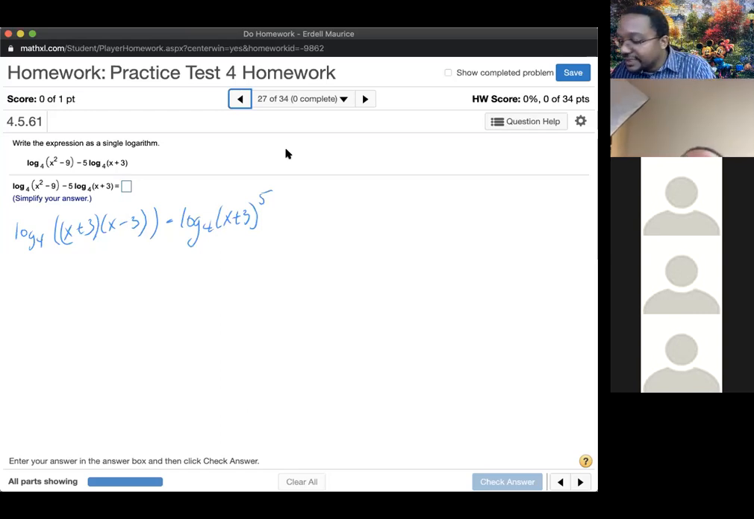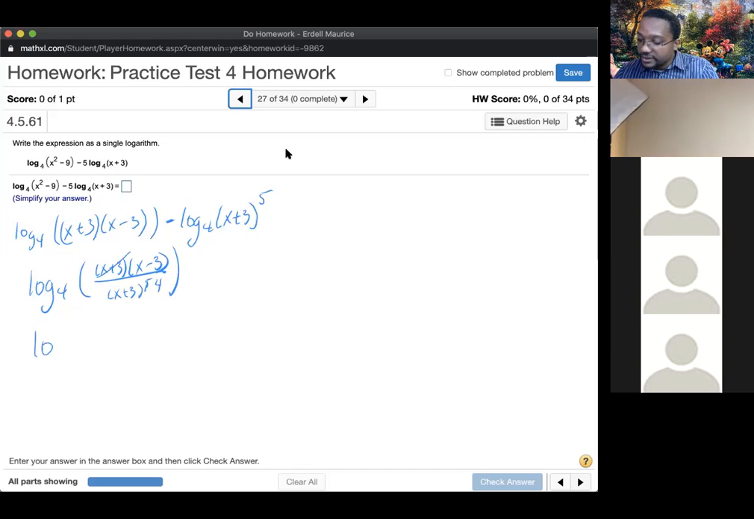With that, the minus sign means I'm dividing, so it's going to become log base 4 of x plus 3 times x minus 3 divided by x plus 3 raised to the 5th power. And now I can simplify a little. I have an x plus 3 in the numerator, and I have an x plus 3 in the denominator. So I can cancel out one of these, and this will become 4. And so my single answer is going to be x minus 3 divided by x plus 3 raised to the 4th power. Any questions there?